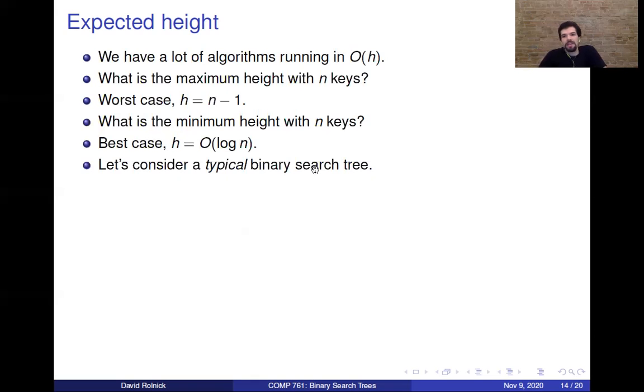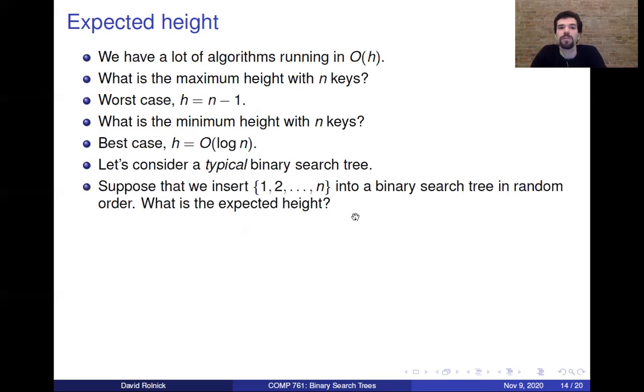Next time we're going to consider how to enforce it being log n, but now let's consider a typical binary search tree in some sense and see what its height is. There are different ways to define typical. The way we'll consider it here is to suppose that we inserted 1, 2, all the way up to n into a binary search tree in random order. We're going to look at what the expected height is. We insert them in some order using our insertion algorithms, and we see what the expected height of the tree is.